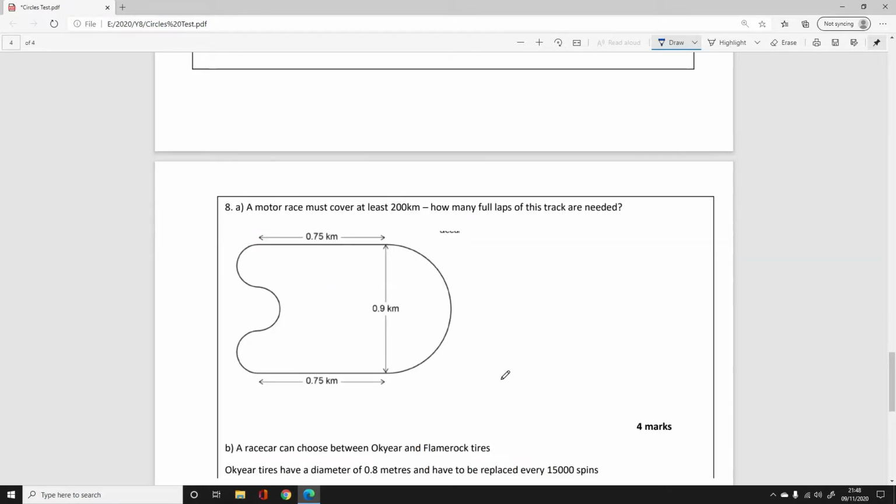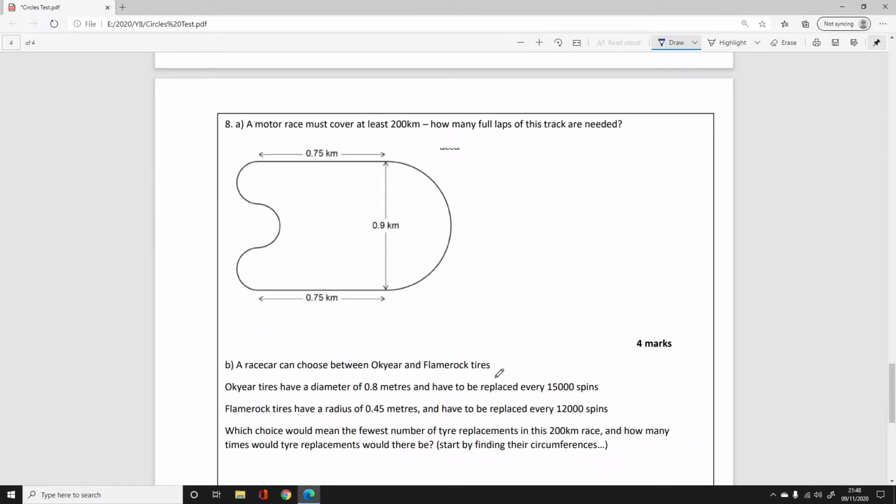Okay, last page. Motor race must cover at least 200 kilometers. How many full laps of this track are needed? So what we need to know is what one lap is equal to. And one lap consists of two straight sides, so it's got a 0.75 along the top and a 0.75 along the bottom.